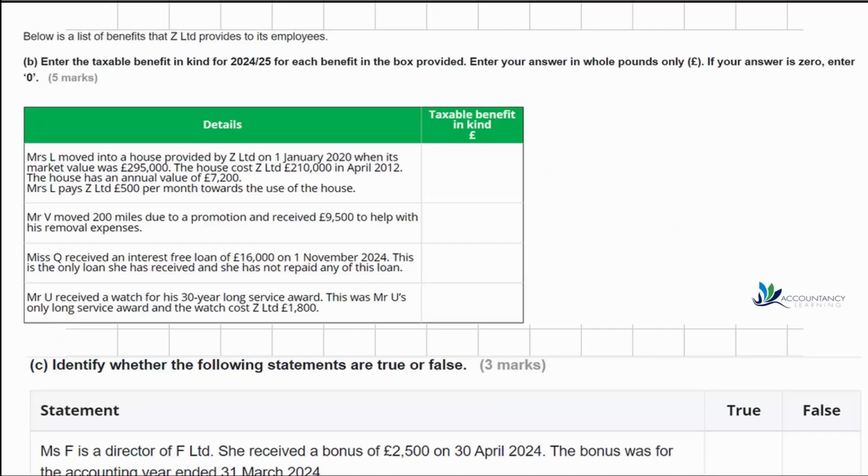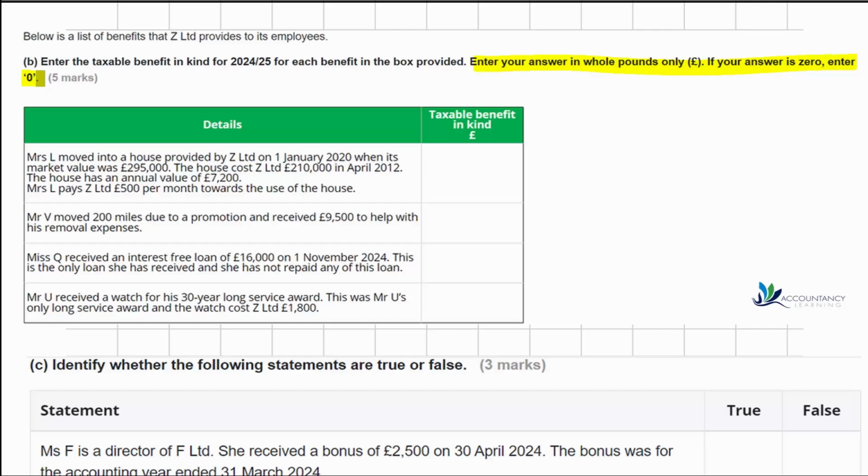Let's move on to part B of the question. So we're told that below is a list of benefits that Z Limited provides to its employees. Enter the taxable benefit in kind for 24-25 for each of the benefits. Provide our answer in whole pounds only. If your answer is 0, enter 0. So notice the instructions we're given here. If we don't follow those instructions, then the computer-based exam software won't recognize your answer, and therefore you may not get a mark. So let's look at the first one then.